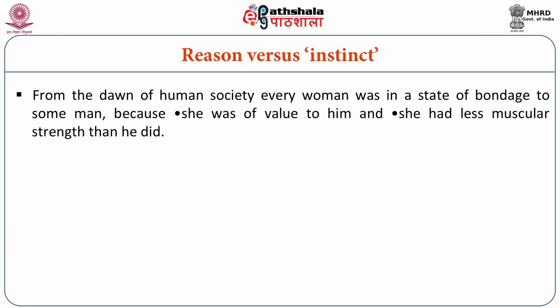From the dawn of human society, every woman was in a state of bondage to some or the other man in any role, because she was of value to him and she had less muscular strength than he did. Now just consider this question raised by Mill, that why one gender is subjugating the other. Why she is in the state of bondage? Because it is not because she is valueless. It is because that really she was of the value to him. And whatever is valuable to you, you want to keep it to yourself. You don't want to share it. You are just scared of losing that. And she had less muscular strength naturally, so she was not in the position to defend herself.